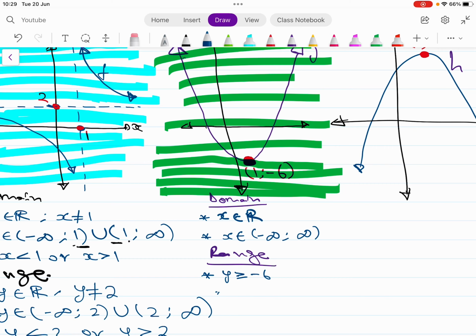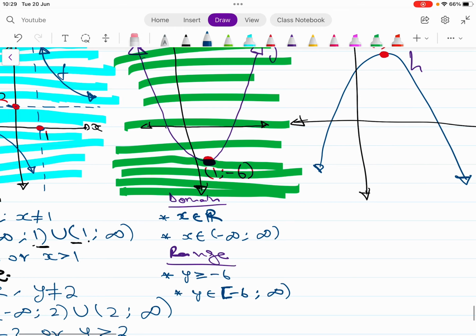Or we can say y is an element of, we're going to use square brackets to show that we are including -6, all the way to positive infinity. Okay, I hope you understand. That's just how you would write it.